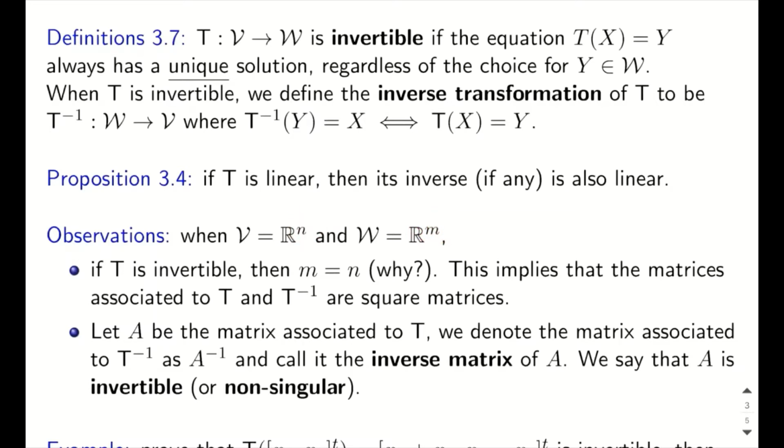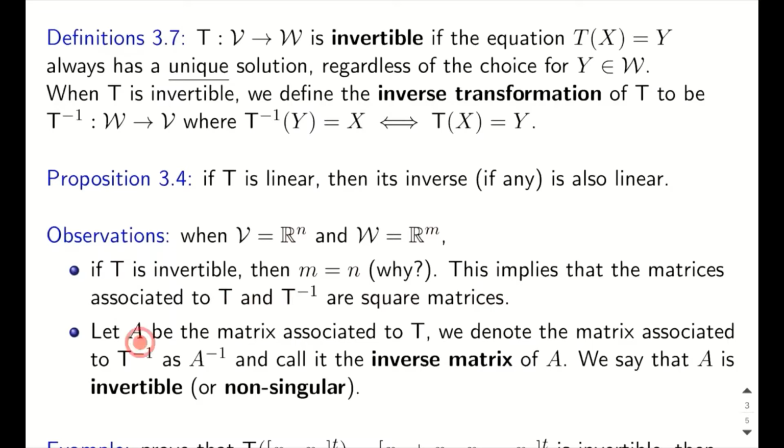And because linear transformations can be represented by matrices, m and n being the same means that the matrices that represent the linear transformation T and its inverse are going to be square matrices, meaning the number of rows and the number of columns are the same.